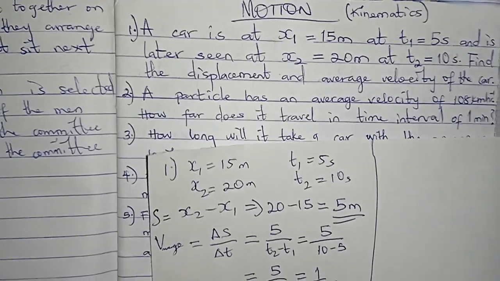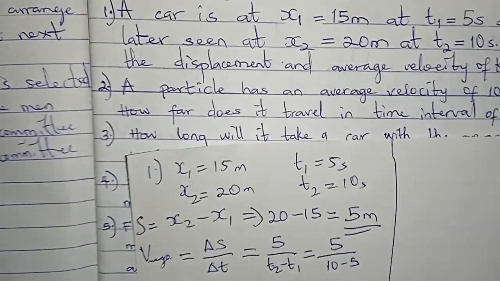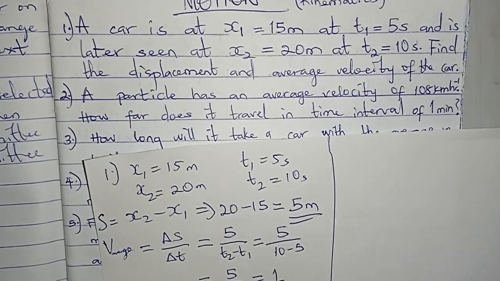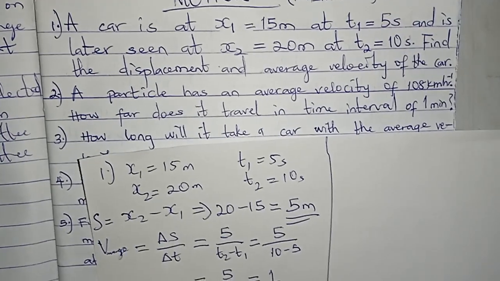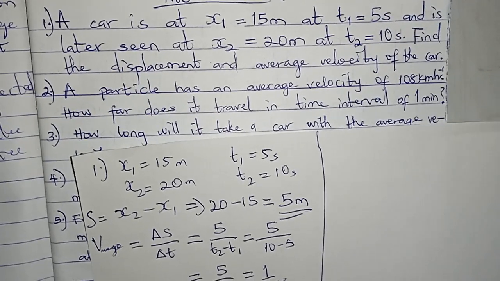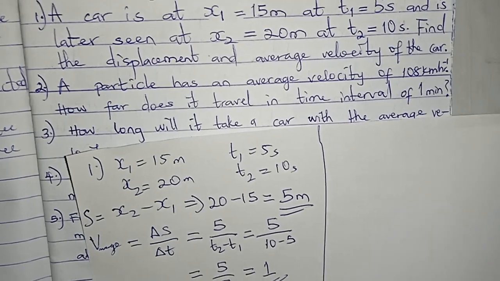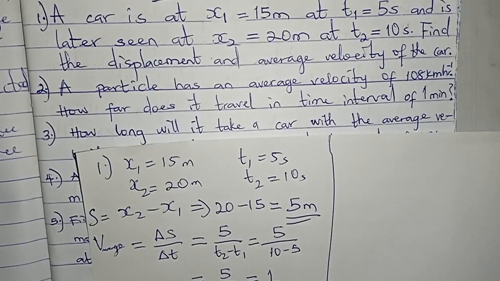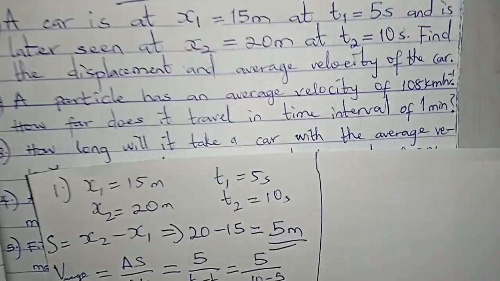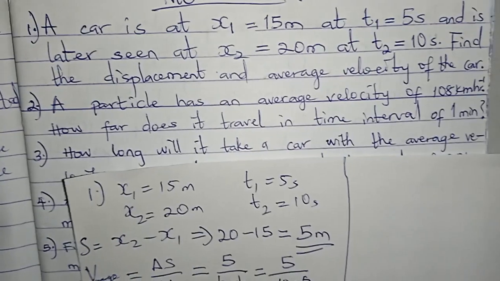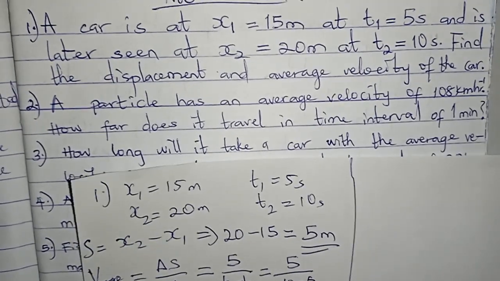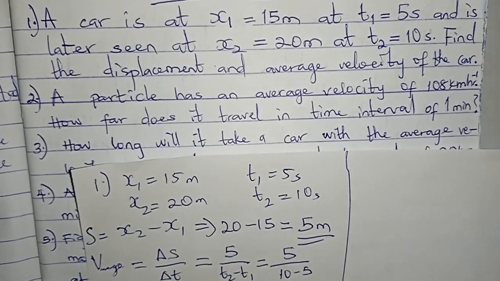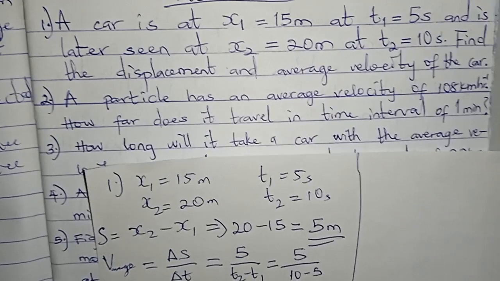So question 2. Let's move to question 2. The particle has an average velocity of 108 km/h. How far? Whenever you hear how far, they are asking you for distance or displacement. Does it travel in a time interval of 1 minute? It equals 1 minute.